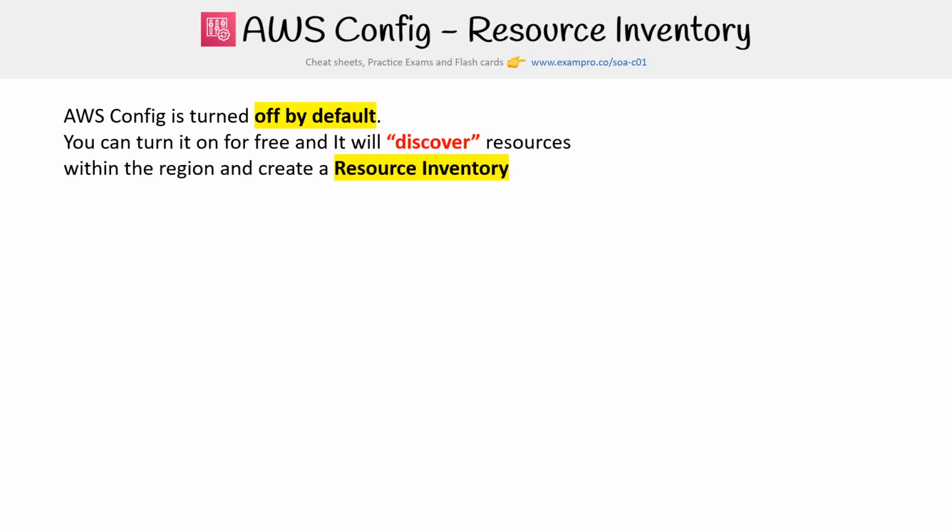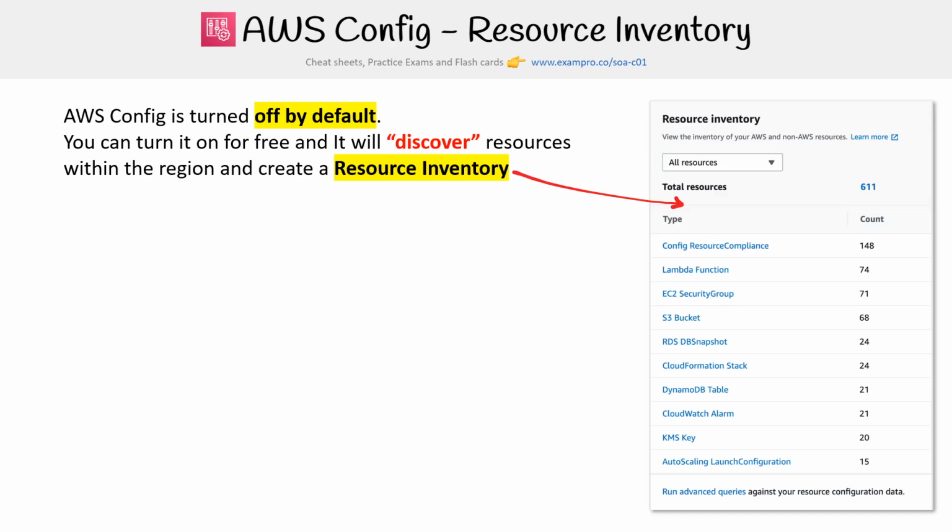So let's take a look at resource inventory. This is the first feature you're going to encounter on AWS Config because AWS Config is turned off by default. And as soon as you turn it on, it's going to discover all your resources and give you an inventory of all your resources within the region. And this is totally free. And this is a great way to find where your stuff is.